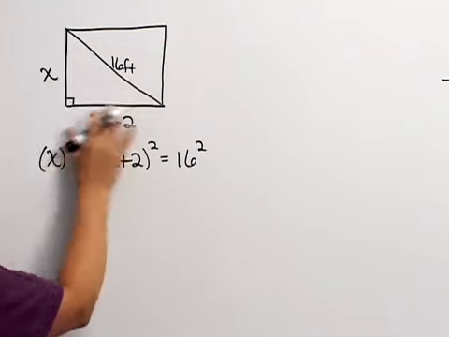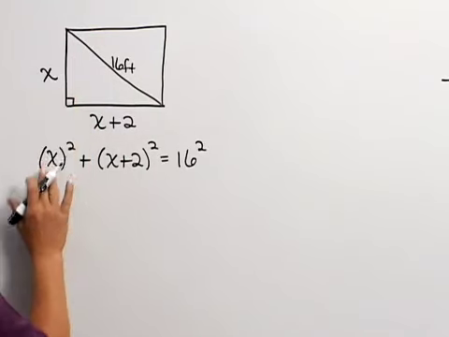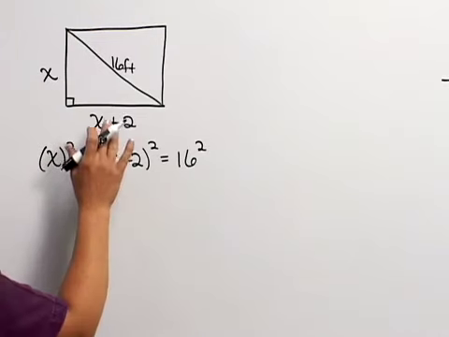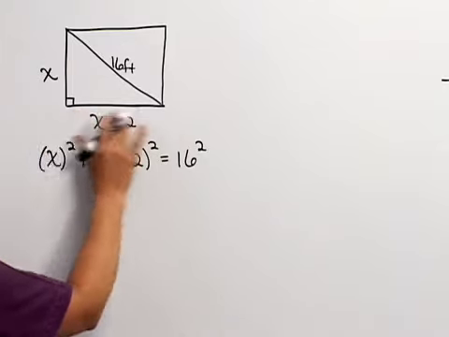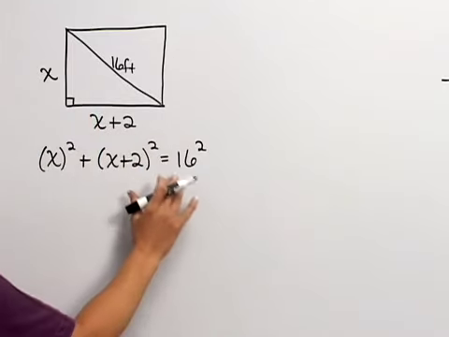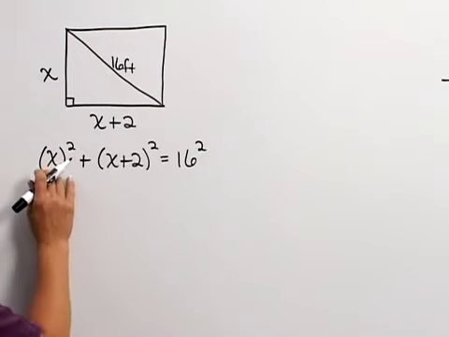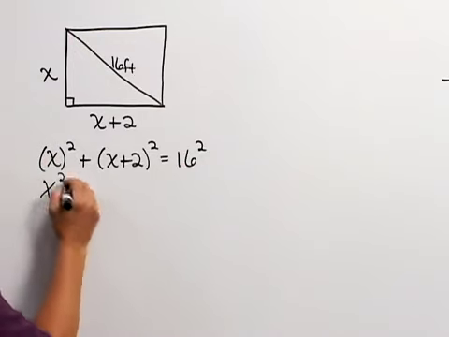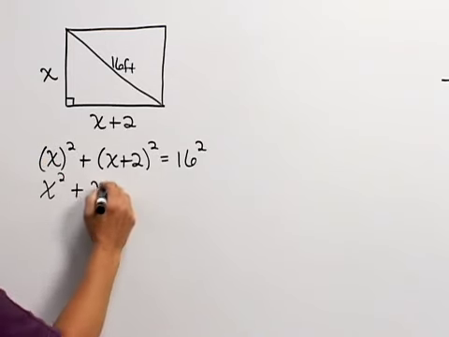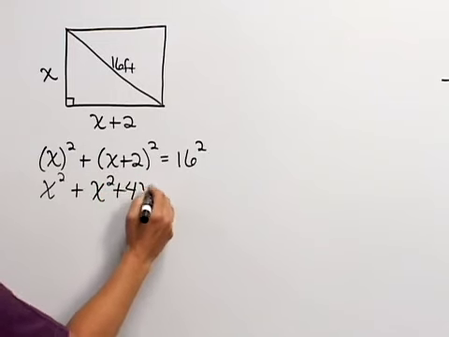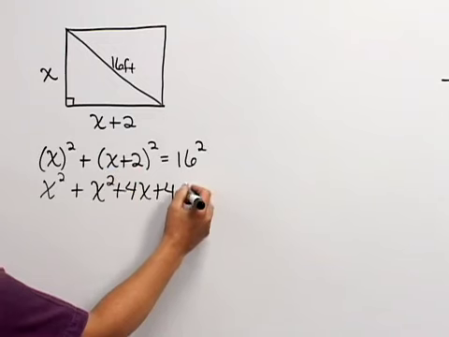We can use the Pythagorean theorem since this is a right triangle, creating an equation using this x and squaring it, plus this x plus 2 and squaring it. You square the legs, add them together, and that equals the hypotenuse of 16 squared. If we simplify this, x squared is x squared, plus squaring x plus 2, we end up with x squared plus 4x plus 4. Remember, you have to FOIL that out and you have a middle term.